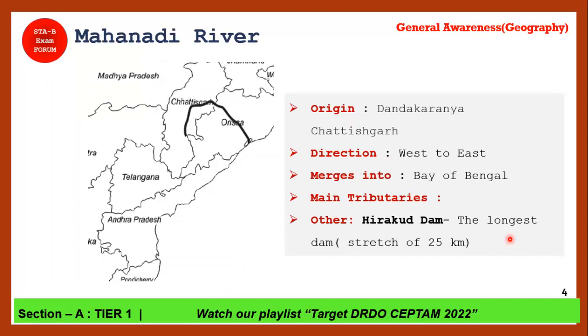The very next important river is Mahanadi. Okay, its origin is Dandak Aranya in Chhattisgarh, and it flows from west to east and finally merges into the Bay of Bengal. And very important is Hirakud Dam. Okay, it is the longest dam. Okay, the highest dam is what? Bhakra Nangal. This is the longest dam. So the longest dam, Hirakud Dam, is situated on which river? Mahanadi River. Okay, how much is the distance? About 25 kilometers is its spread. Okay, so Hirakud Dam is the longest dam of India. Okay, and it is situated on the Mahanadi River. That you should know.